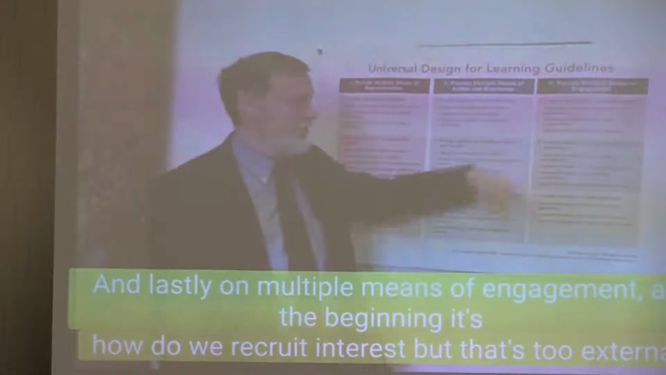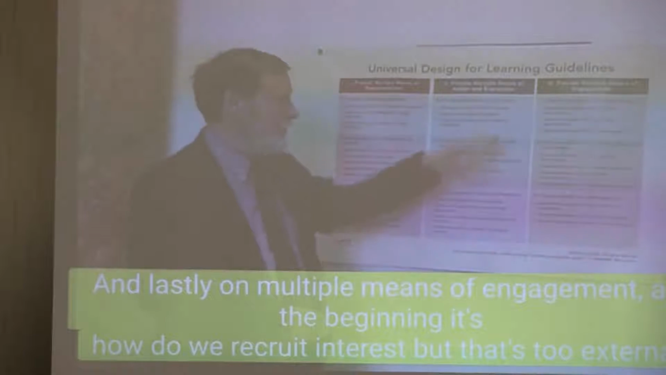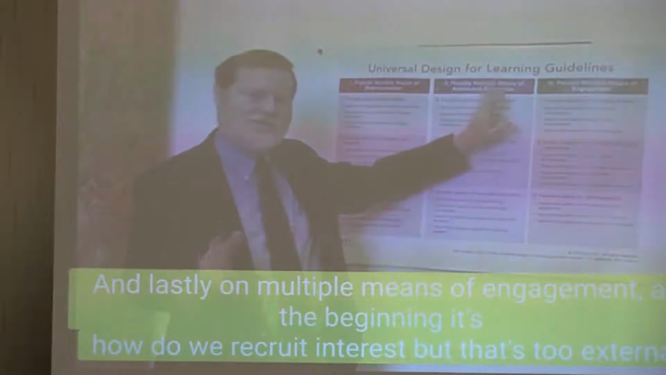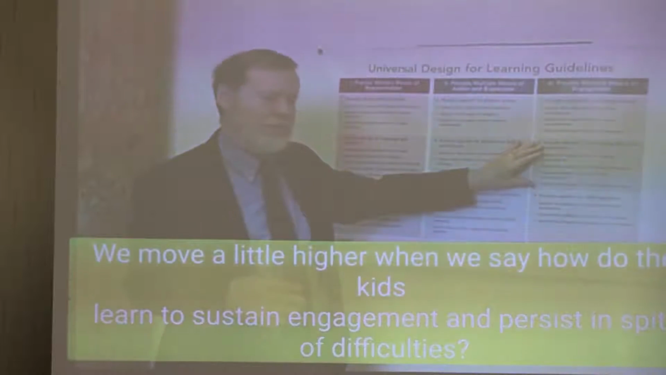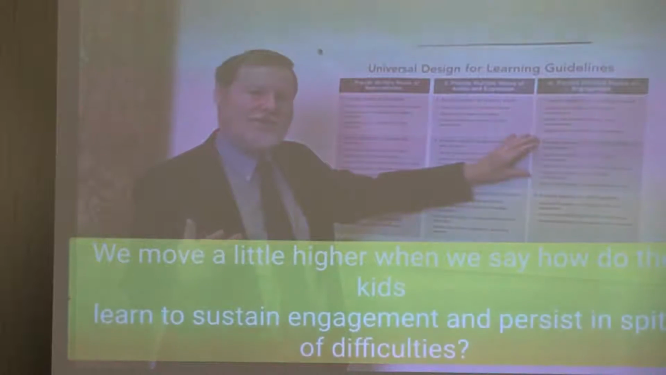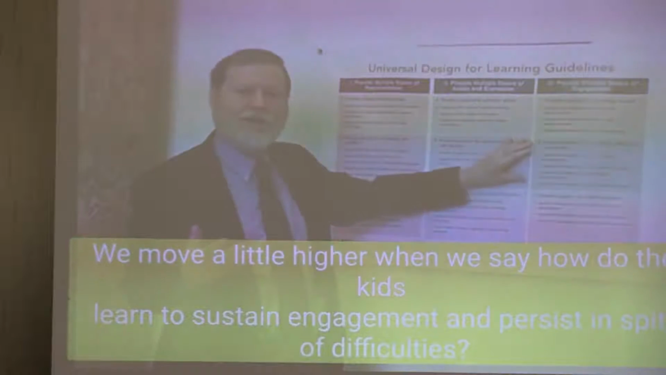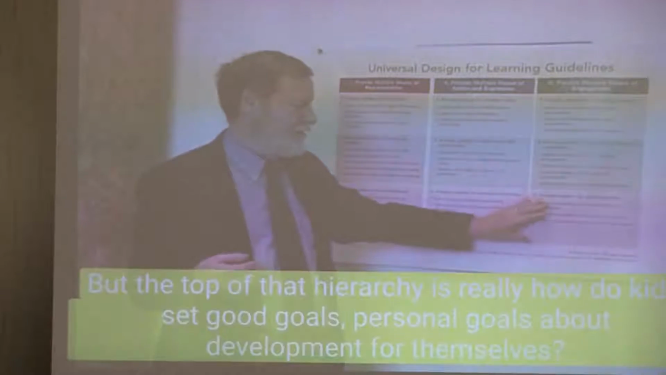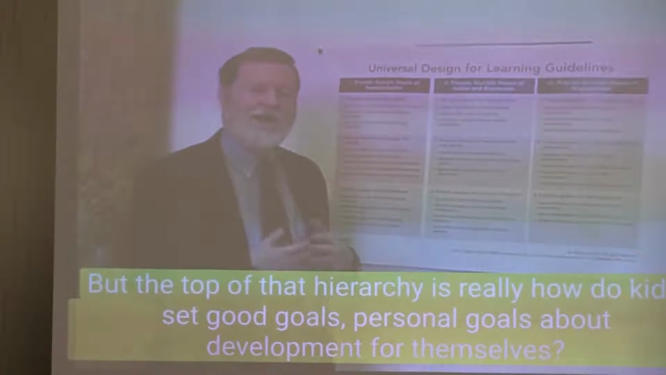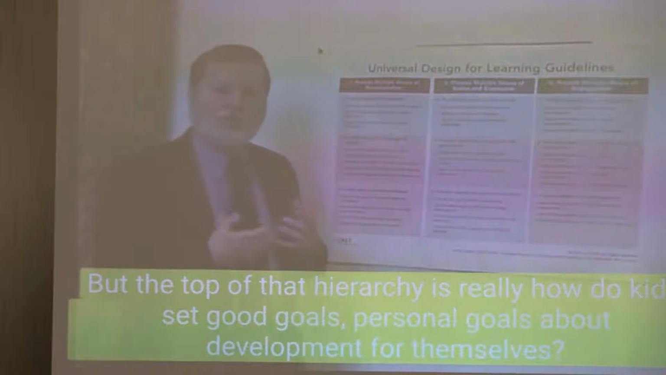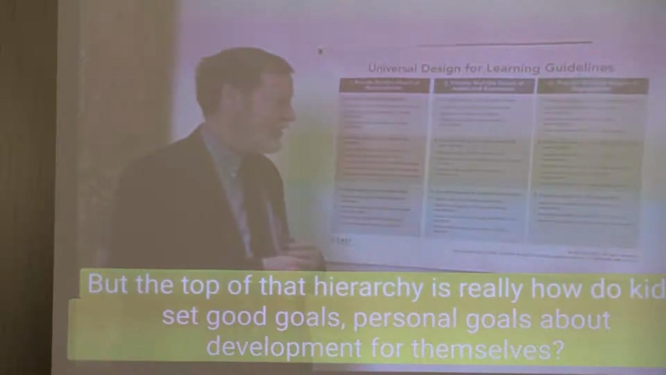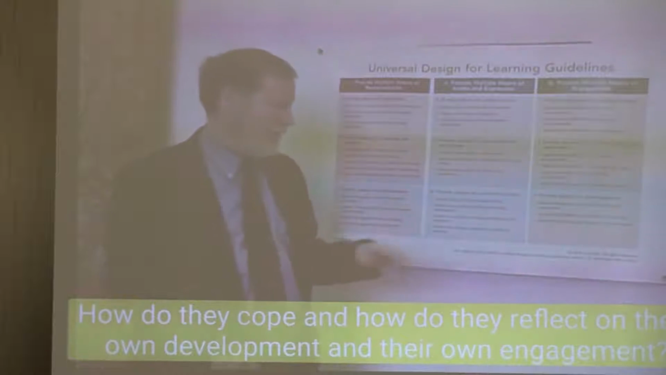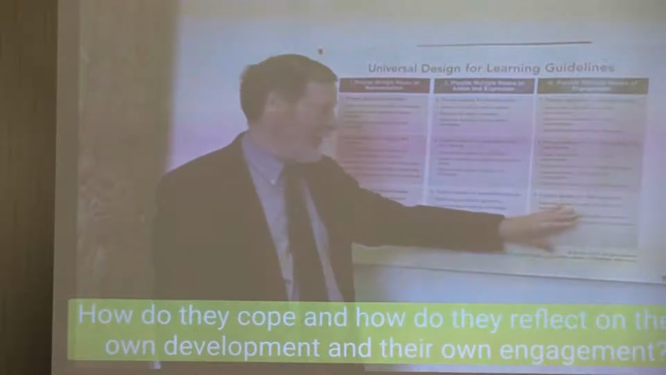And lastly, on multiple means of engagement, at the beginning, it's how do we recruit interest? But that's too external. We move a little higher when we say, how do the kids learn to sustain engagement and persist in spite of difficulties? But the top of that hierarchy is really, how do kids set good goals, personal goals about development for themselves? How do they cope? And how do they reflect on their own development and their own engagement?